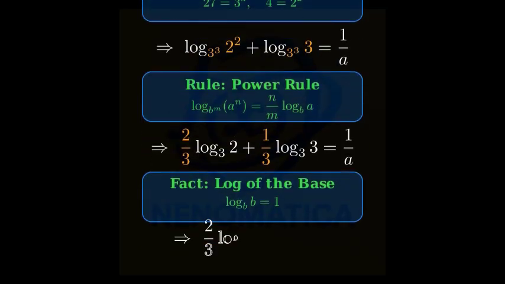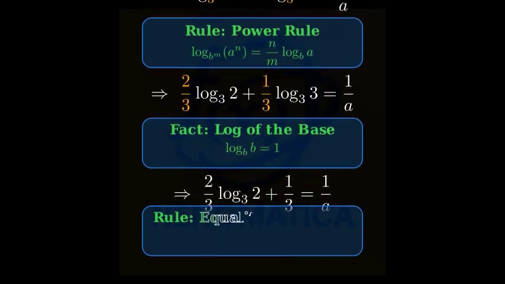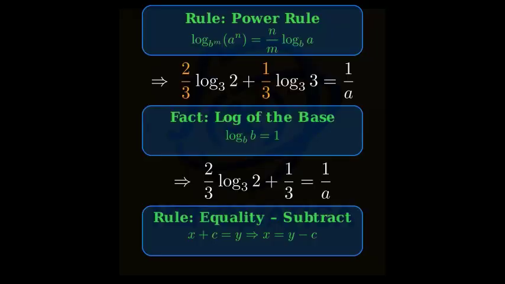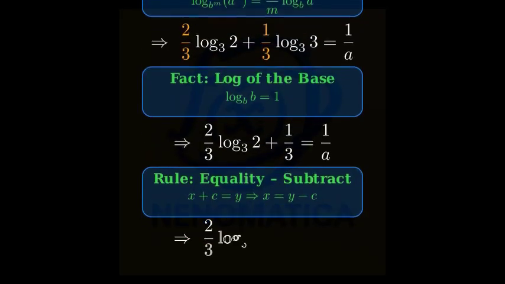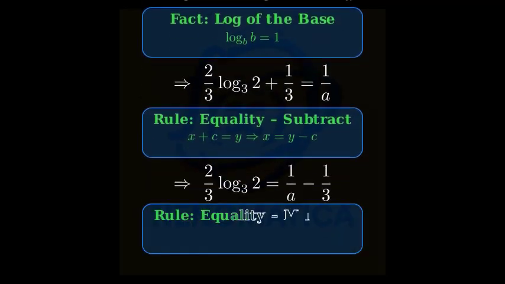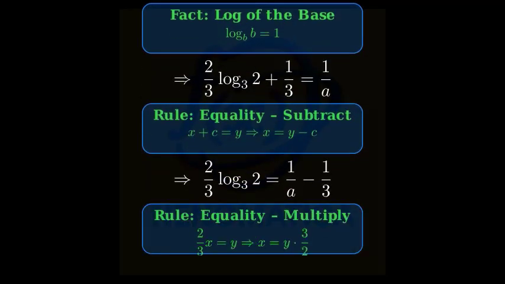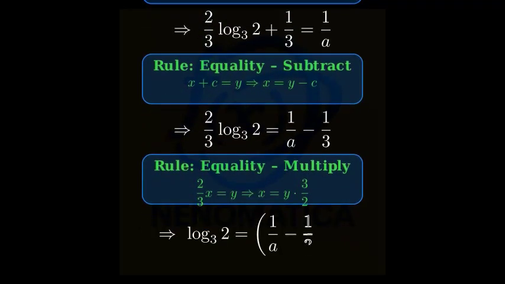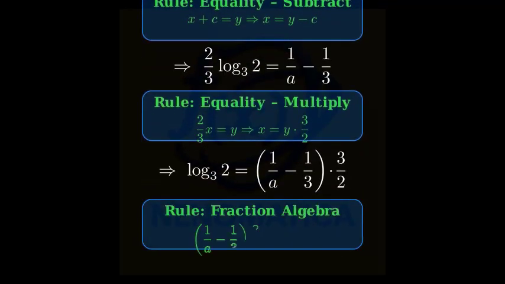Step 9. Multiply both sides by 3 halves. Step 10. Simplify the algebraic expression to finish. The result is left parenthesis 3 minus a right parenthesis over 2a.